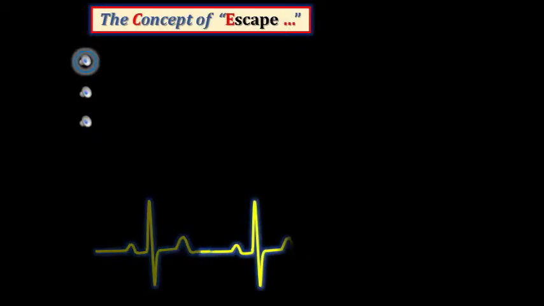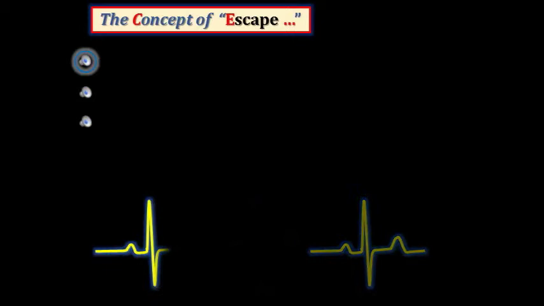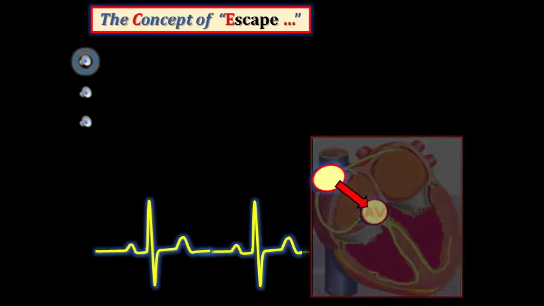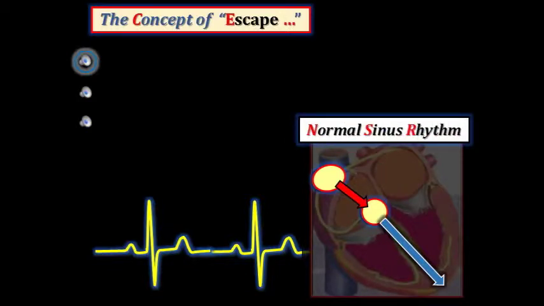Let's look at one last concept before classifying the AV blocks, which is the concept of escape. Under normal circumstances, that is with normal sinus rhythm, the sinus or SA node serves as the principal pacemaker of the heart. As such, the SA node normally puts out between 60 to 100 regular impulses per minute, which defines the normal rate range for sinus rhythm in adults.